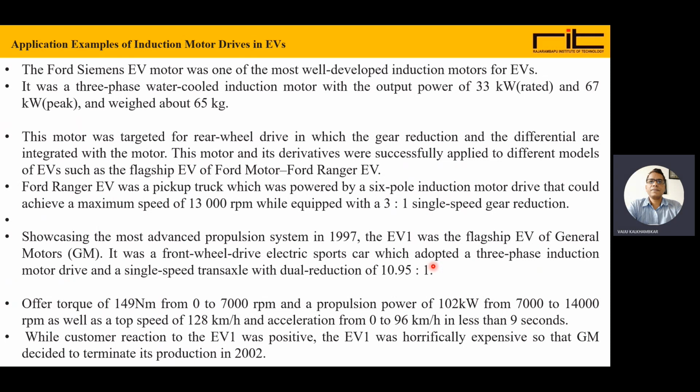It offers torque of 149 Newton meter from 0 to 7,000 rpm and a propulsion power of 102 kilowatt from 7,000 to 14,000 rpm, with a top speed of 128 km per hour and an acceleration from 0 to 96 km per hour in less than 9 seconds. While customer reaction to the EV1 was positive, it was expensive, so General Motors decided to terminate its production in 2000.